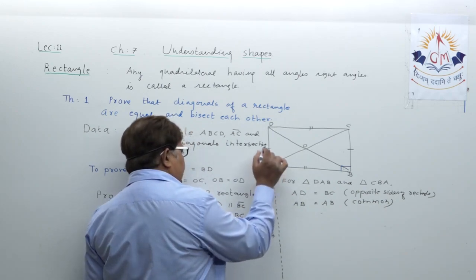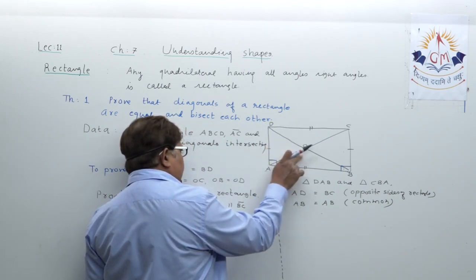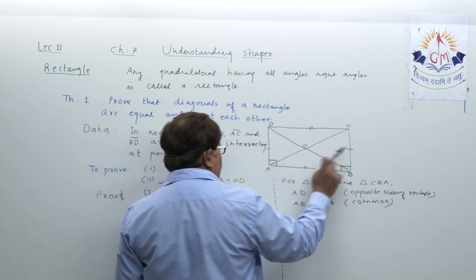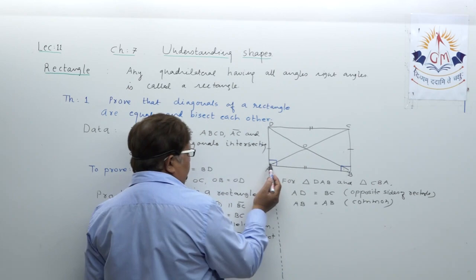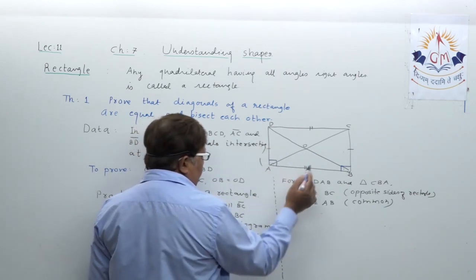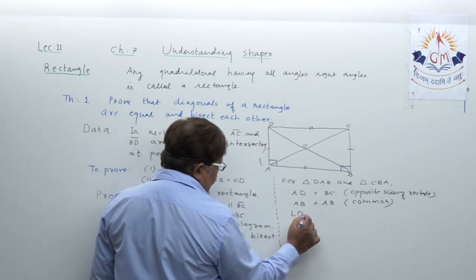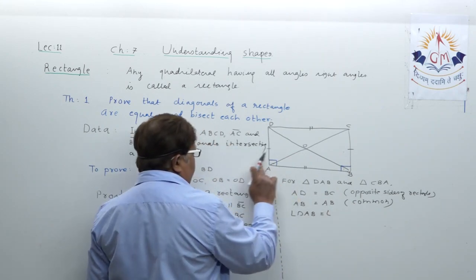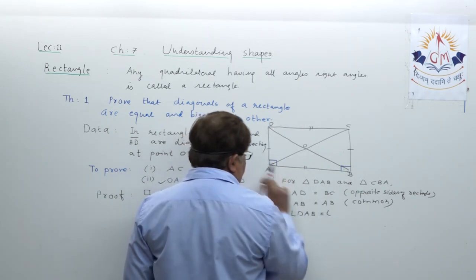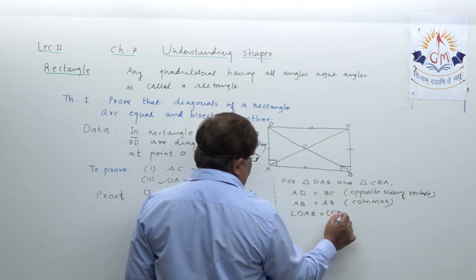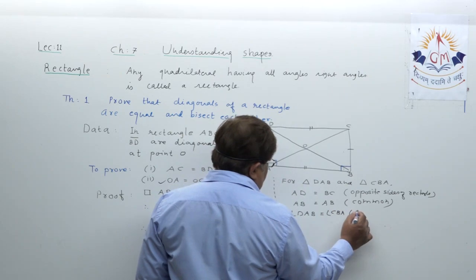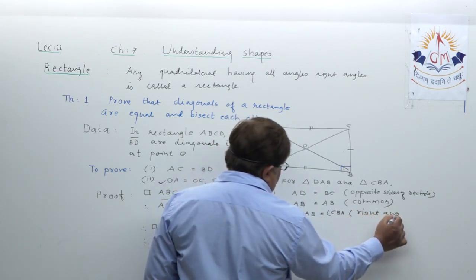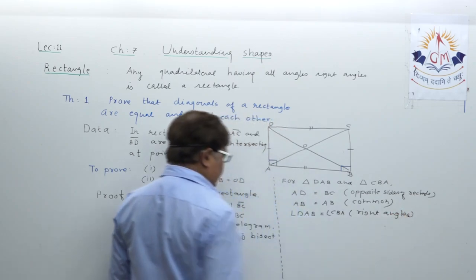And if I select in this triangle these two sides, this becomes the included angle. Name this angle, angle DAB, equal to angle CBA. The reason you will produce: they are right angles. You understood this? They are right angles.